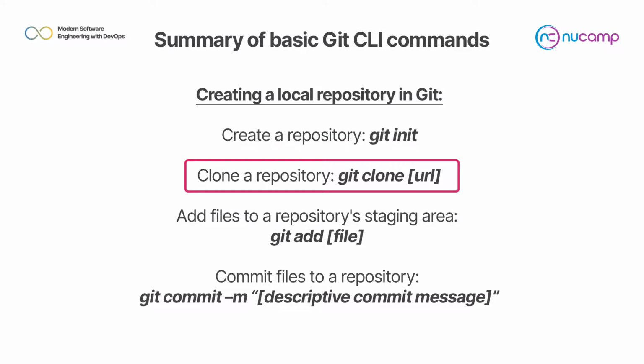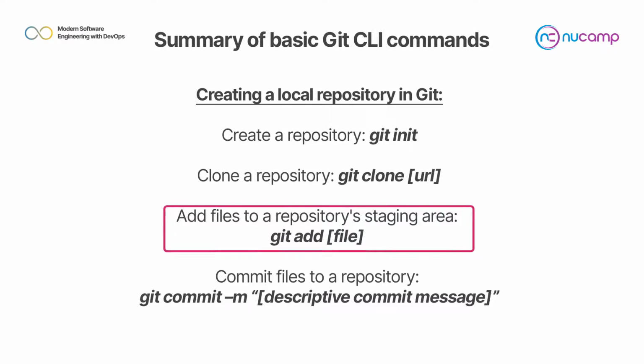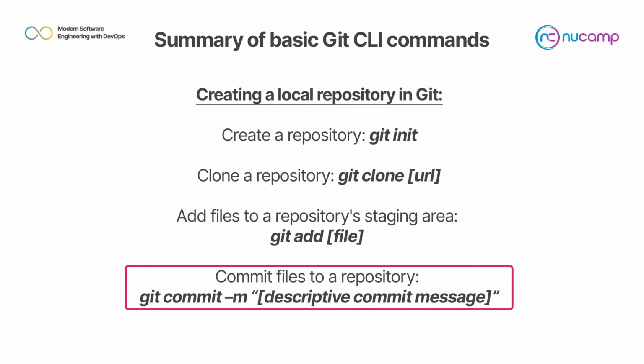To add files to a local Git repository's staging area, you would use the command git add, followed by the file name. When you are ready to commit the staged files to a new commit snapshot, use the command git commit -m, followed by a descriptive message in quotes called the commit message.